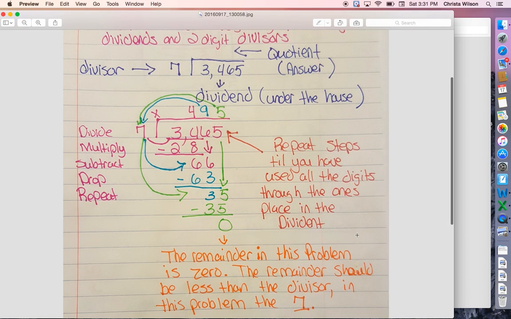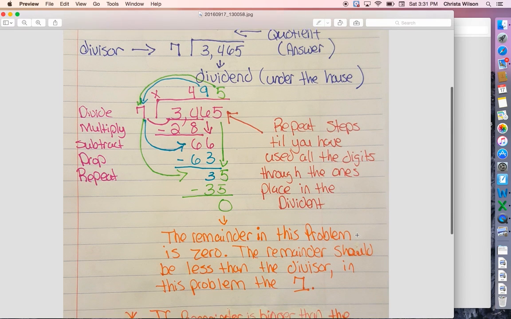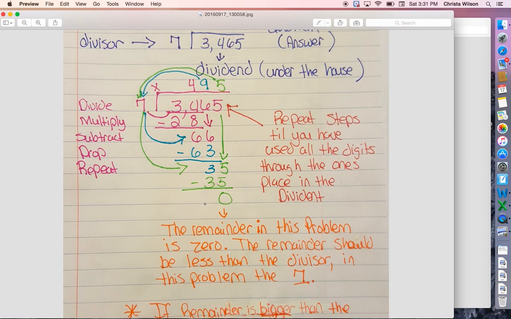Now the remainder, in this case, the problem turned out to be a 0, so it worked out perfectly, but division's not always going to work out perfectly. So the remainder should always be less than the divisor. The remainder here should always be less than the divisor here. In this case, that's the 7. That's what we're calling the divisor.